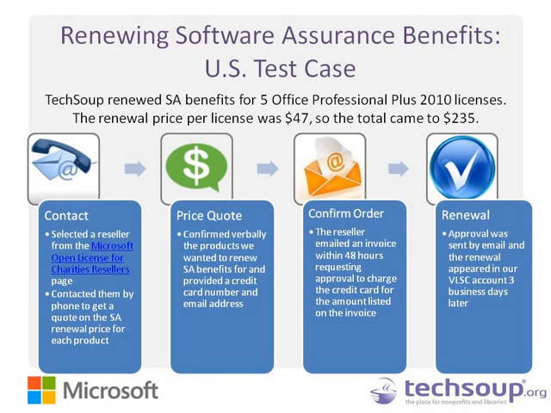We did a verbal confirmation on the phone and gave them a credit card number and an email address. Then they followed up with an email confirming what we had requested and gave a total. We had to respond to say they could go ahead and charge the credit card for the amount listed on the invoice. And sure enough, the renewals showed up in our VLSC account 3 business days later, and we were all set to go. So it was a very easy, straightforward process for us.